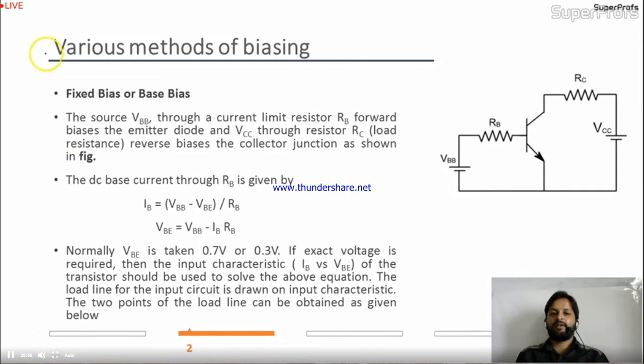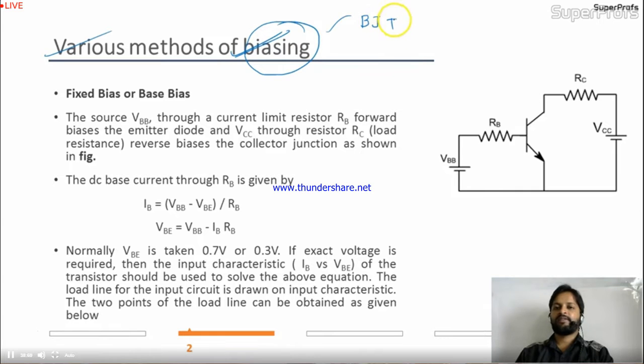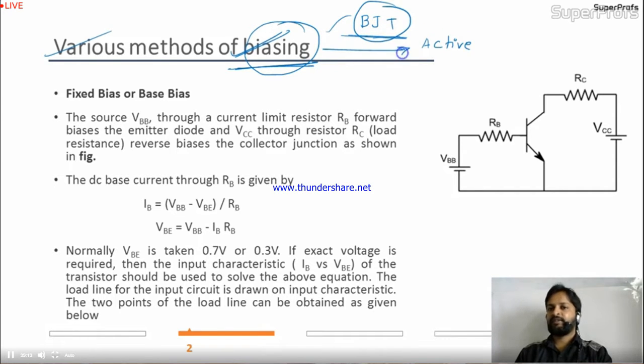Now we have various methods of biasing the transistor circuits. So as we know, what is the importance of biasing? Biasing is used to switch on the BJT. It's perfectly fine, but biasing should be there in such a way that your BJT is working like an amplifier, or your BJT should work in the active region. Your biasing should be such that your transistor works in the active region, so you can use it as an amplifier, right? That's why we have various methods of biasing.